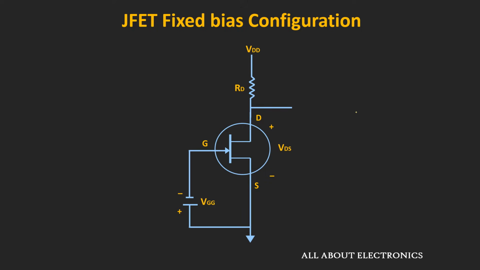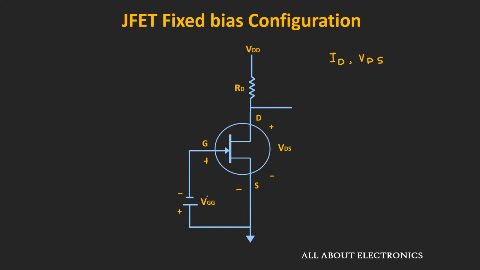So for the given circuit, now we are interested in finding the drain current ID and the voltage between this drain and the source terminal. So let us see how we can find this drain current ID and the voltage between this drain and the source terminal. But before that, first of all let us find out the voltage between this gate and the source terminal. Now if you observe over here, the source terminal is already grounded.